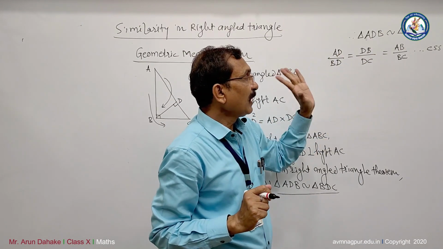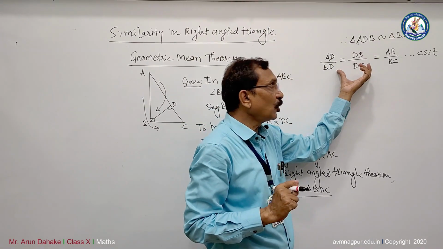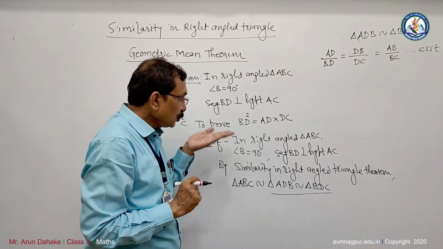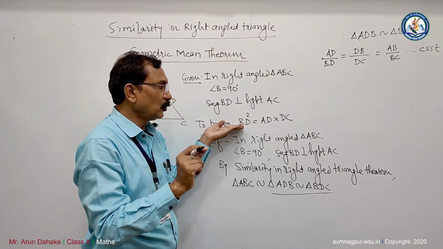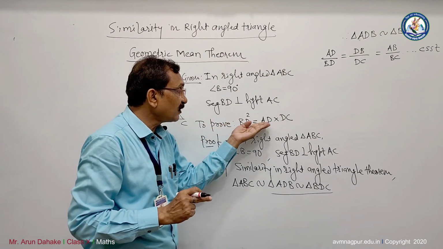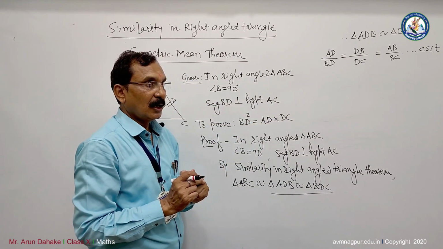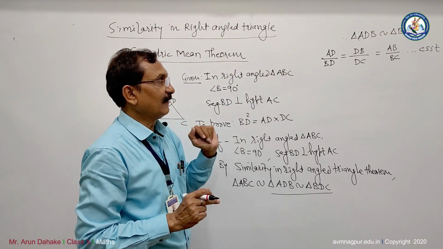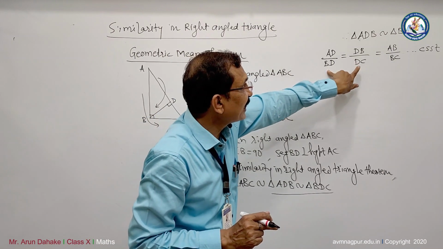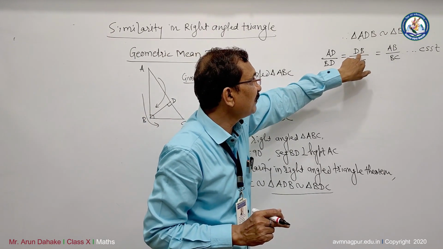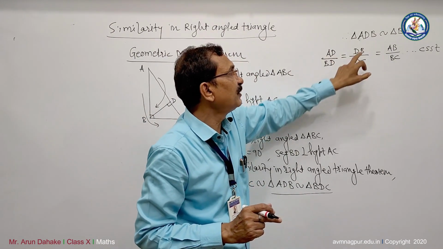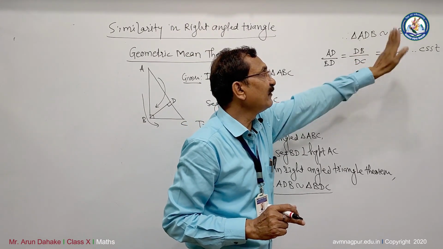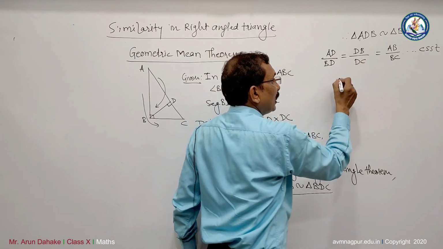Now see here, after getting these three ratios, which one do we have to choose? See, there are options. What we have to prove is BD square is equal to AD into DC. Now in all three ratios, where the BDs are: in the first and the second ratio, there are BD and DB. DB means BD. So there is no BD here. So leave it and choose this one only.